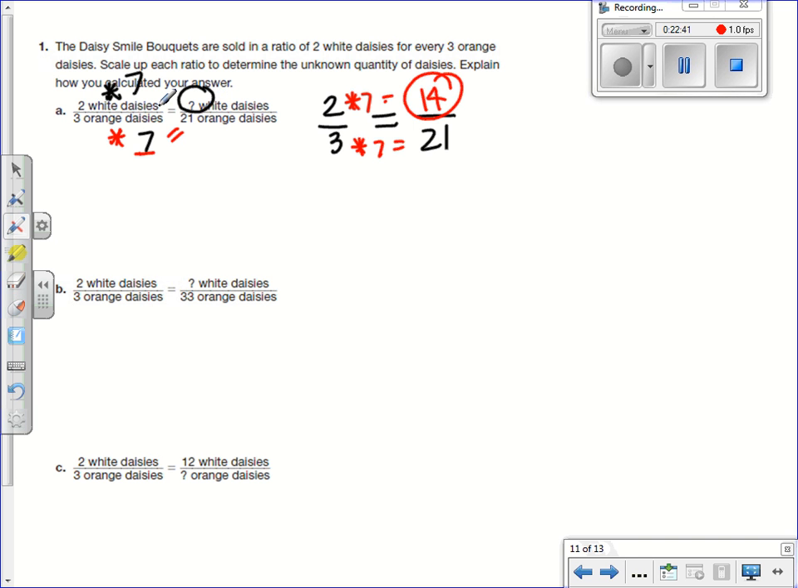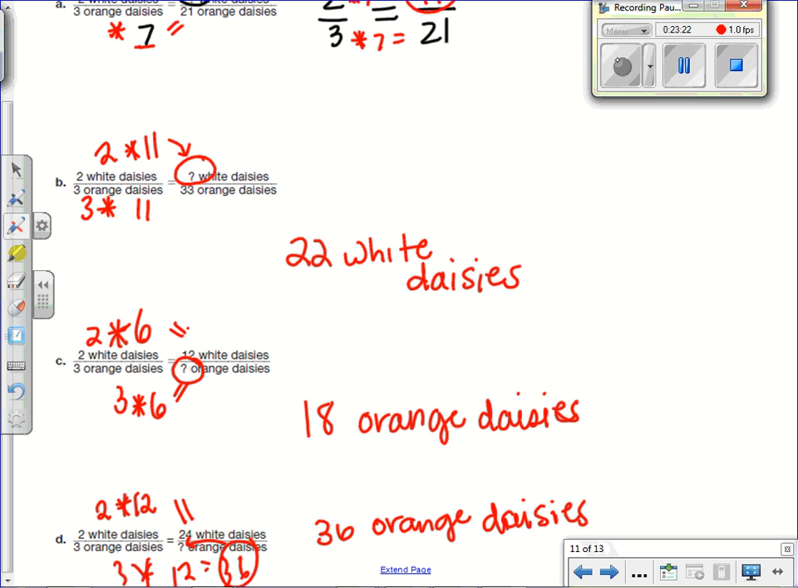Basically, to explain yourself, you want to write in words what you did. So I determined that 3 times 7 in my denominator would give me the new denominator of 21. So I have to take my numerators and follow the same process. So 2 times 7 would give me my new numerator of 14. Notice that 2/3 is equivalent to 14 over 21. When you finish scaling up, you want to go back and make sure that your 2 fractions are equivalent. I'm going to let you do B and C to come up with these unknown values. Pause the video, come back, and make sure you have the right answers. So go ahead and check yourself.